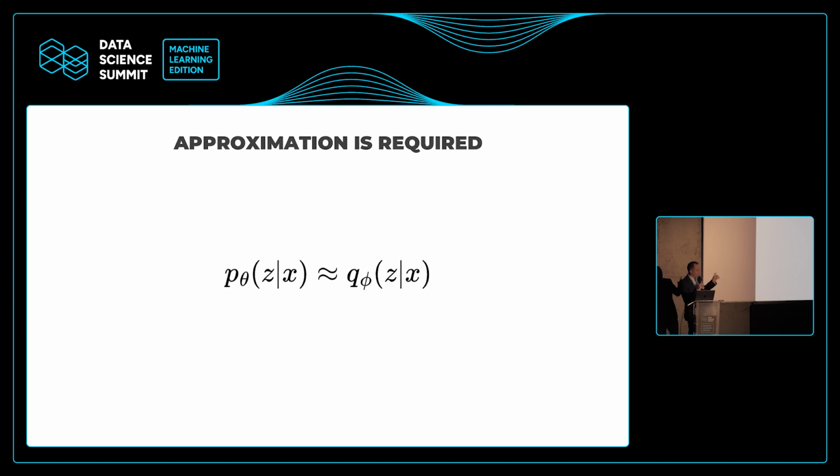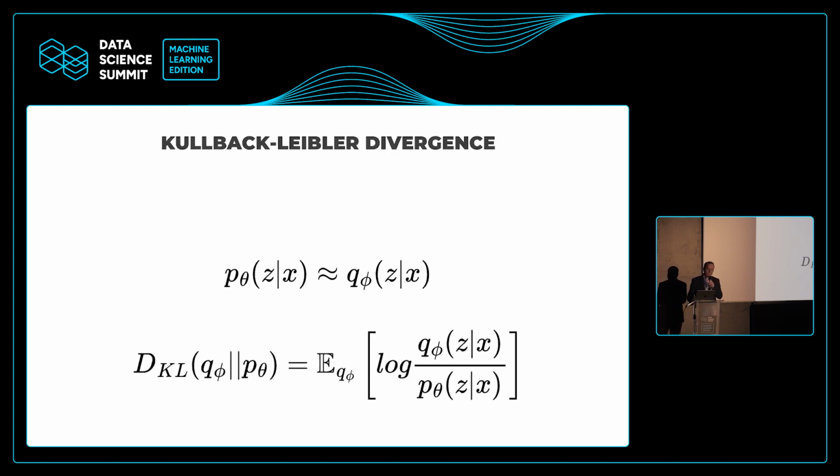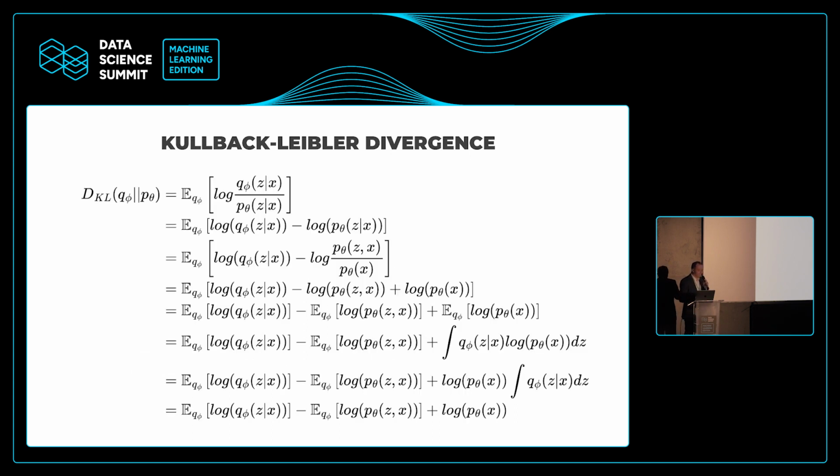We approximate this P of Z given X by another, simpler probability distribution that is actually a neural network. We want them to be as close to each other as possible, and to do this, we want to minimize the Kullback-Leibler divergence, right? I'm not going to go through this entire thing, we don't have time. I know what it looks like, don't worry.